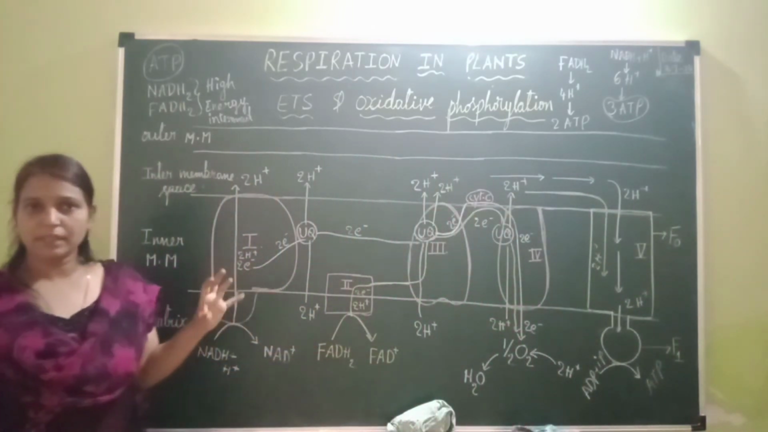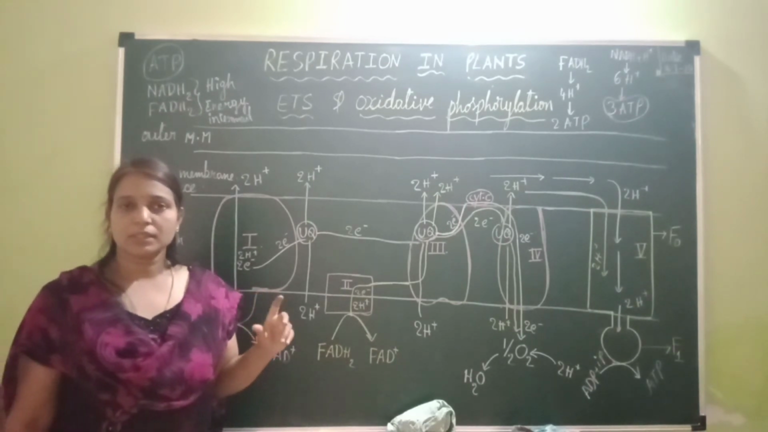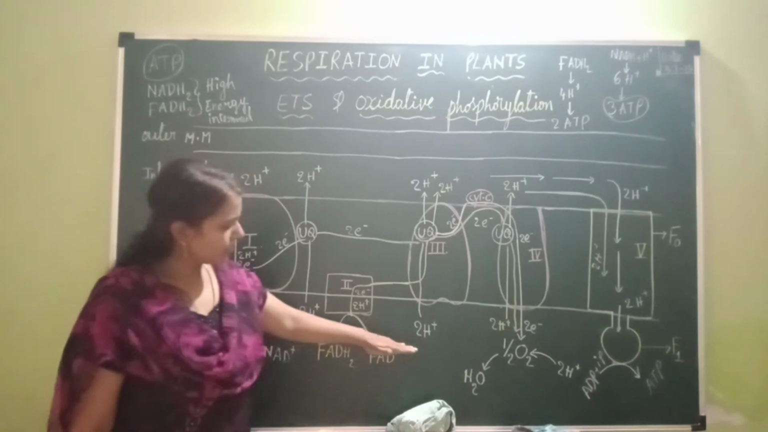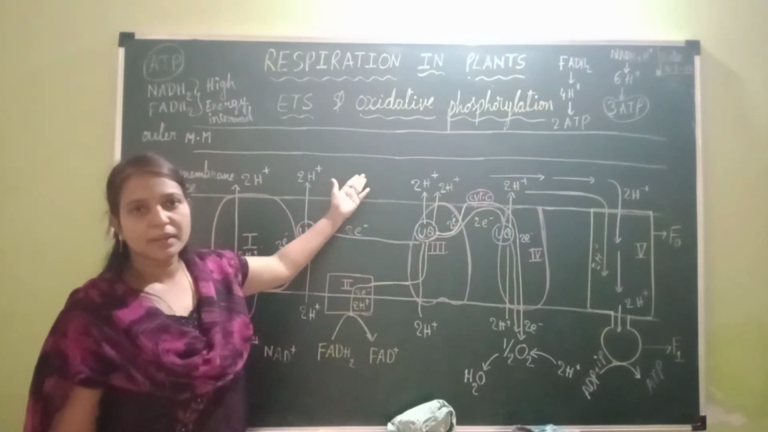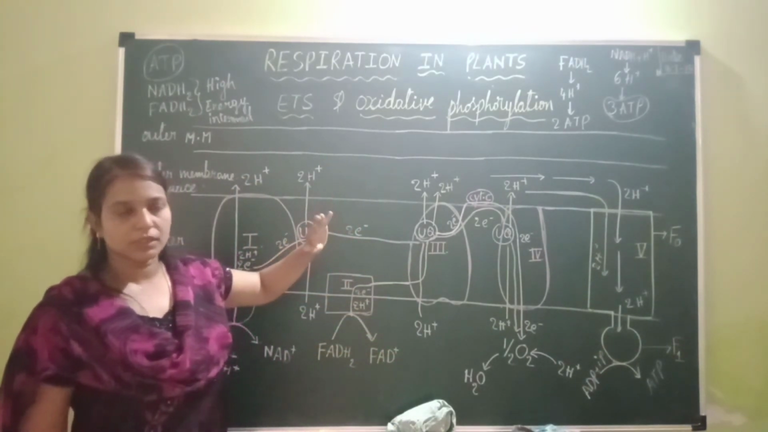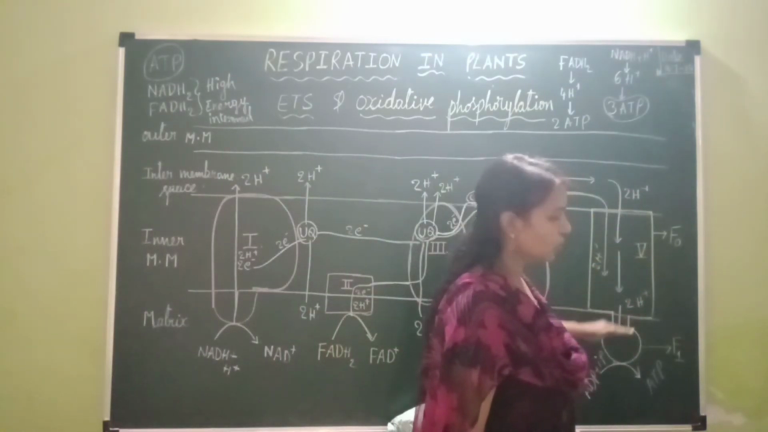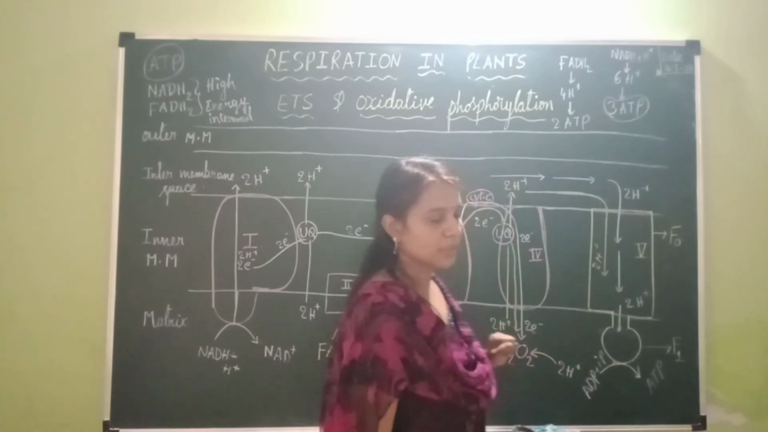Here I would like to give some points, like a quick recap. Transport of protons from the matrix to the intermembrane space is by an active process, whereas movement of protons from the intermembrane space towards the matrix is by a passive process.